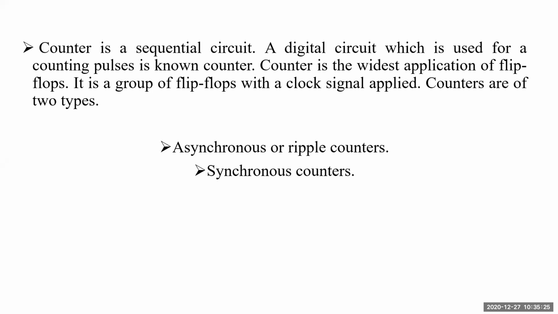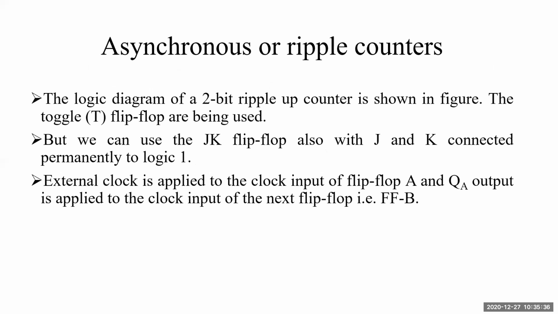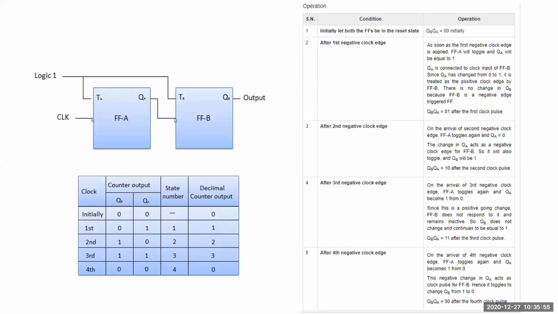So counters are basically of two types. We all know it's an asynchronous counter and synchronous counter. First one is called an asynchronous counter, which is also called a ripple counter, and the other one is a synchronous counter. So now let us see the asynchronous counter. If you see the asynchronous counter, which is also called a ripple counter, the block diagram or the logic diagram of any 2-bit ripple up counter will be shown in the figure in this particular slide.